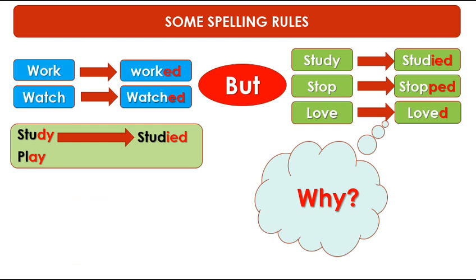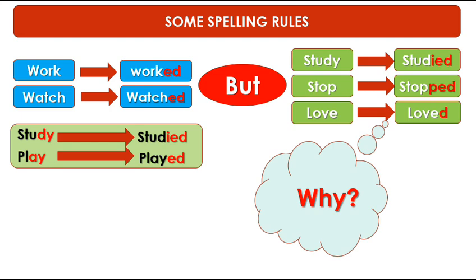But in play, we also have y at the end of the verb, but it is not preceded with a consonant. It is preceded with what? The vowel. We have a, play, a. So in this case, we keep the y and add ed as we did before with work and watch. Okay, this is the first case of the y.